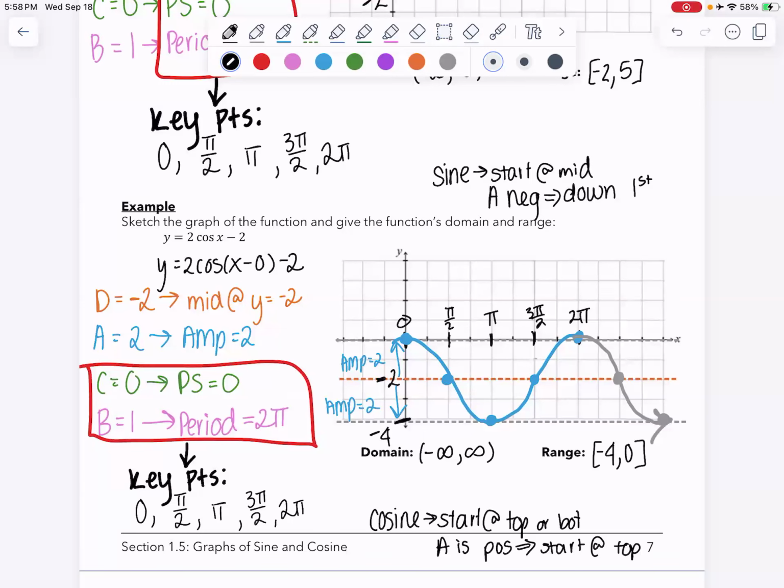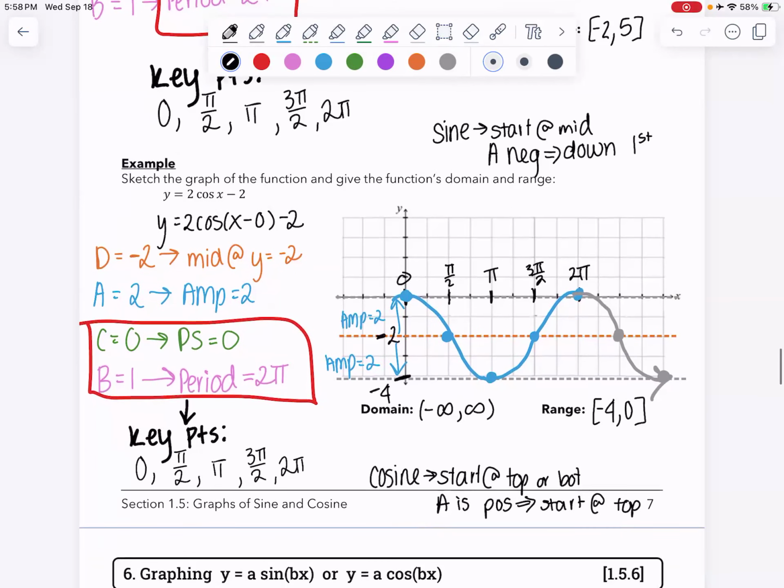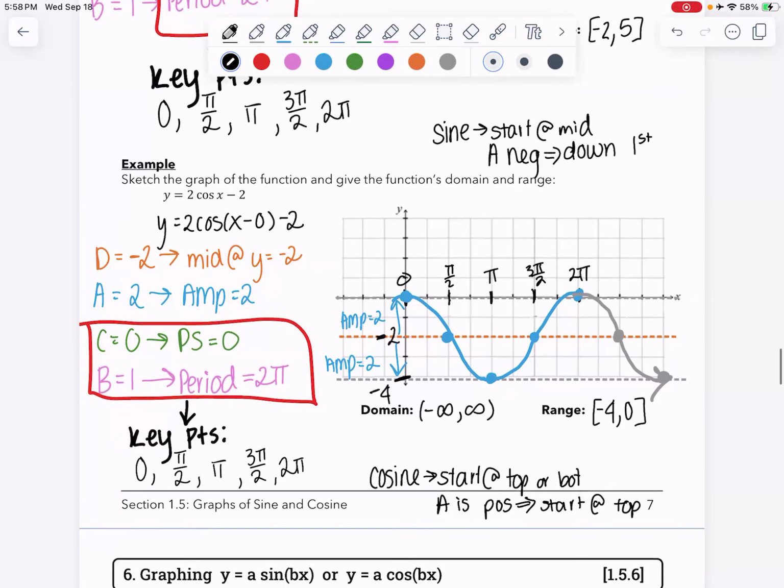And that's that. So that's how you deal with a vertical shift. It's not a big deal. In the next video, we're doing period changes, and then phase shifts after that.